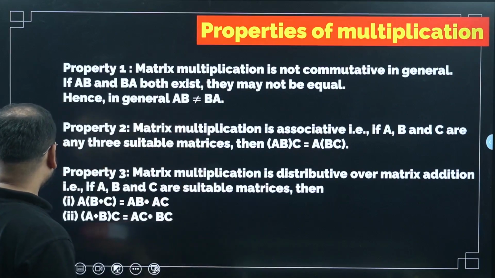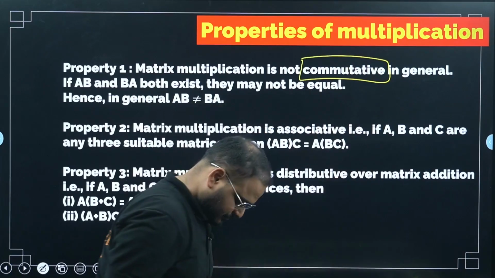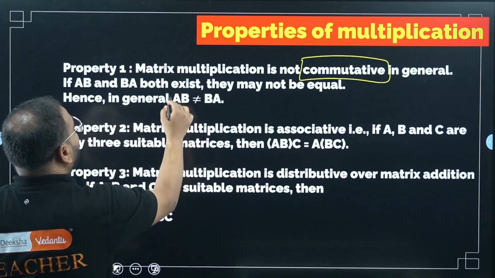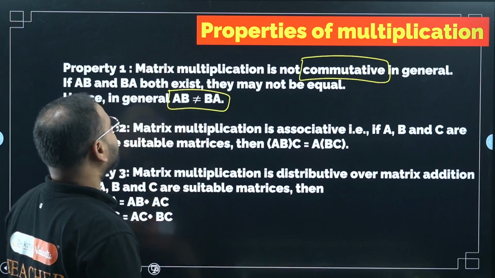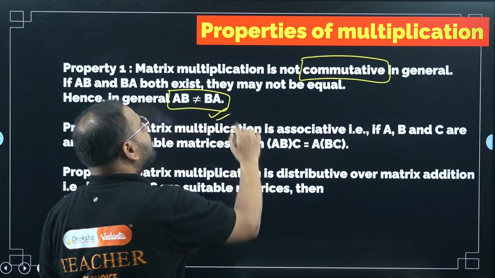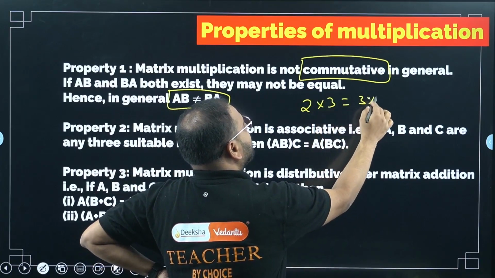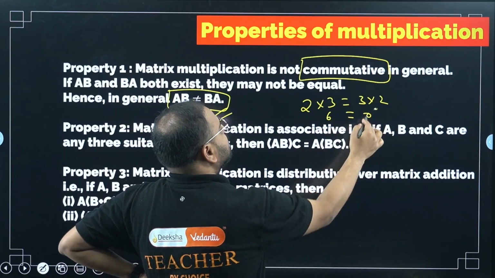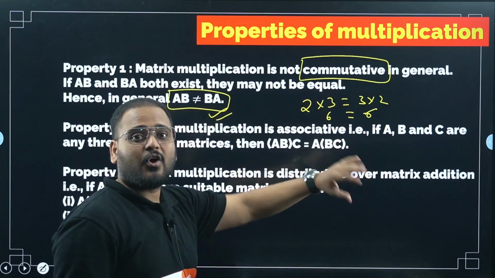The most fundamental property that we know is the commutative property. What is it? This is not valid all the time. So AB might not be equal to BA. Not always. It can be equal also, but it might not be. Usually we say 2 into 3 is equal to 3 into 2. 2 into 3 is 6, and 3 into 2 is also 6, so they are equal. But in the case of matrices, the order might change.